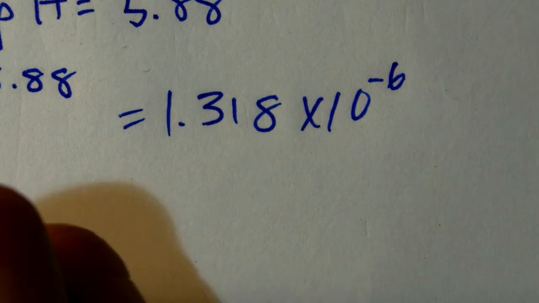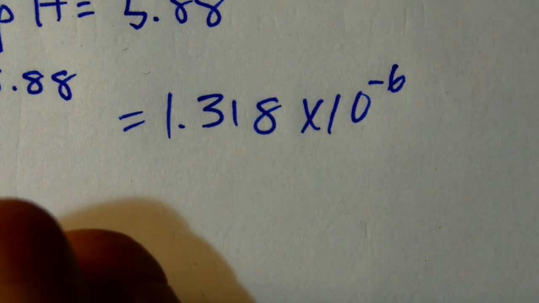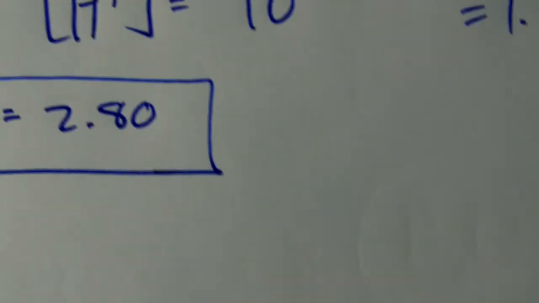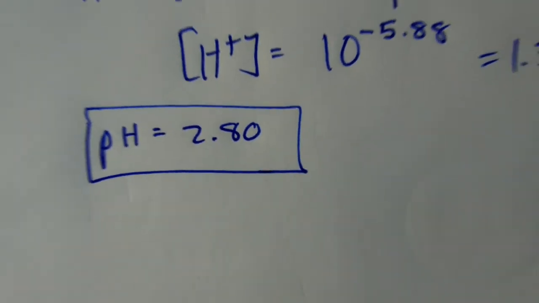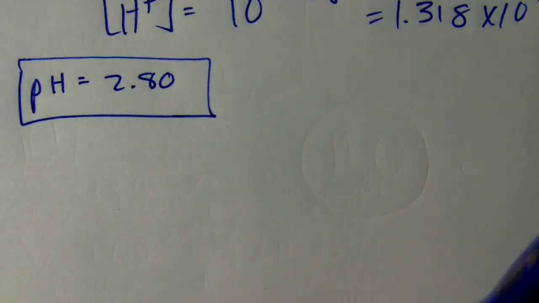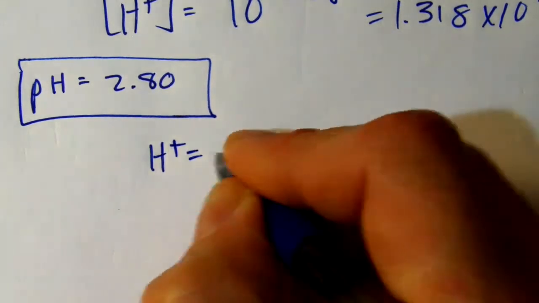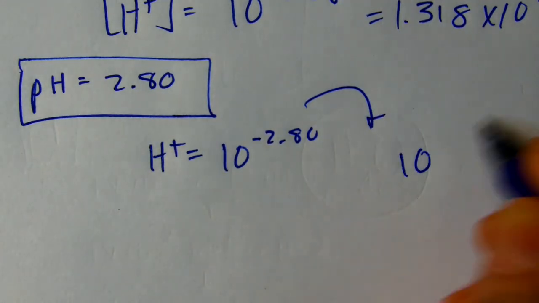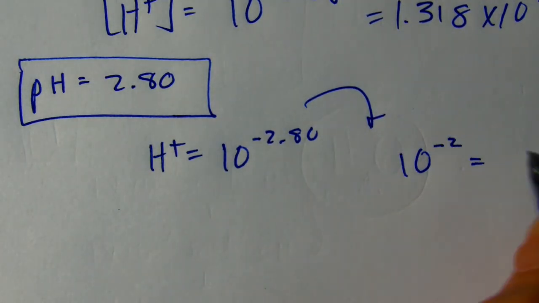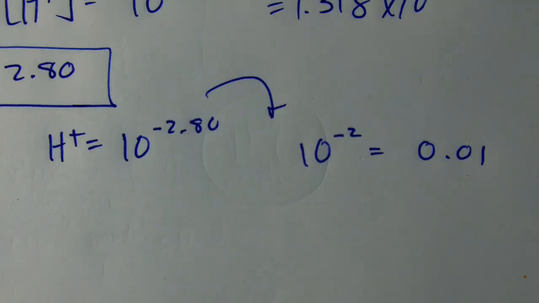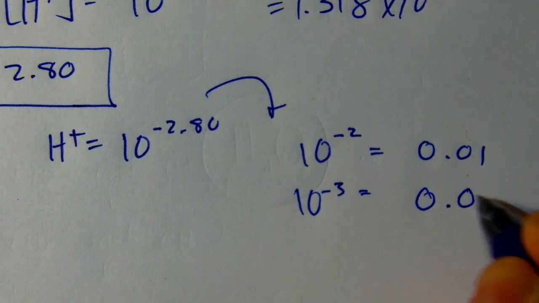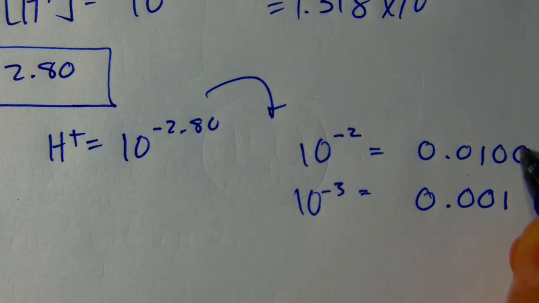pH equals 2.80. Where'd you go? pH equals 2.80. All right, so what's H plus? H plus equals 10 to the negative 2.80. And again, if you know that 10 to the negative 2 gets you at 0.01, and then you have 10 to the negative 3 gets you at 0.001, right? So this is like this, right?